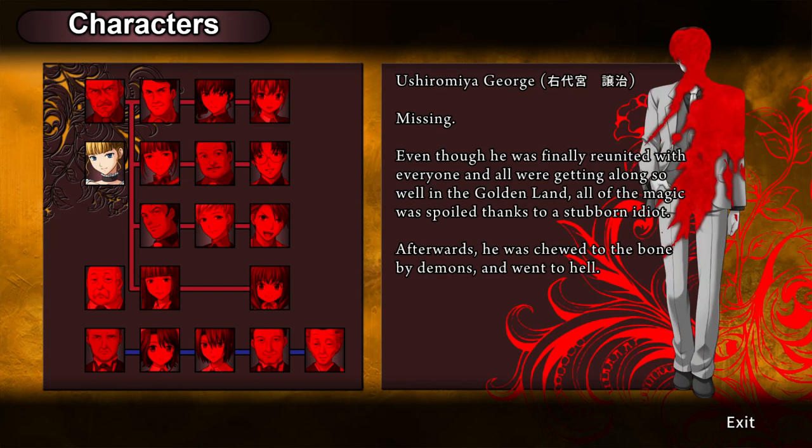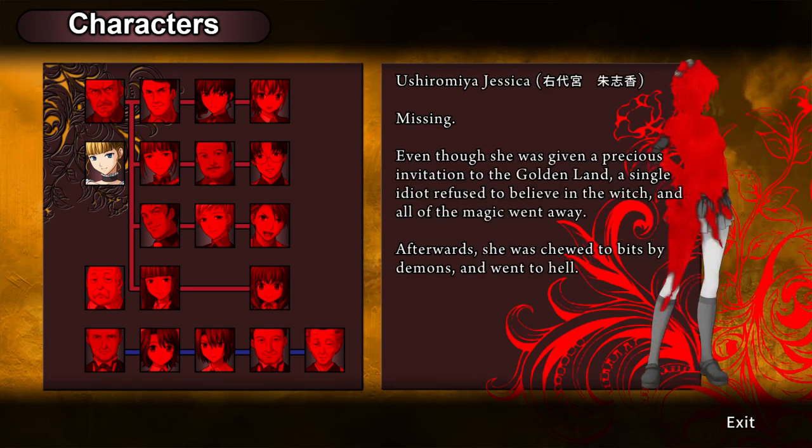George, missing. Even though he was finally reunited with everyone, and they were all getting along so well in the Golden Land, all of the magic was spoiled thanks to a stubborn idiot. Afterwards, he was chewed to the bone by demons and went to hell. Oh! Jessica, missing. Even though she was given a precious invitation to the Golden Land, a single idiot refused to believe in the witch, and all the magic went away. Afterwards, she was chewed to bits by demons and went to hell.